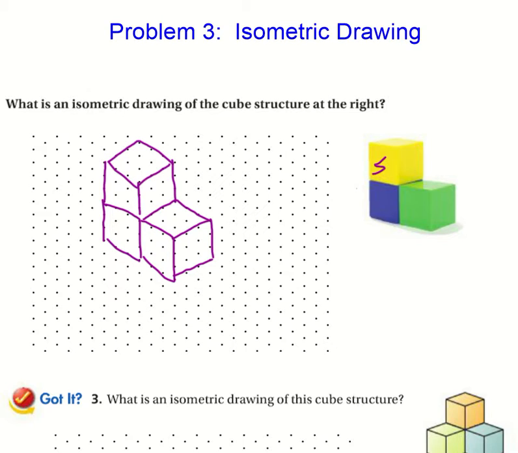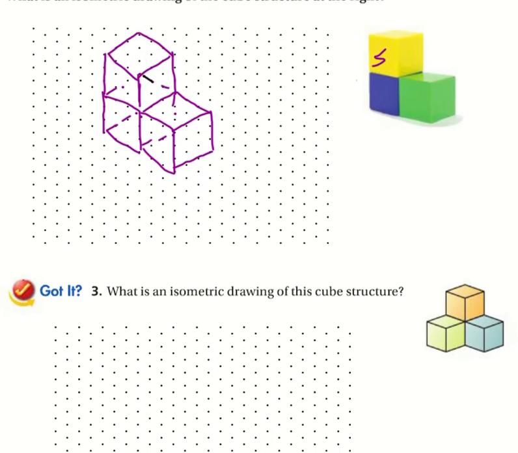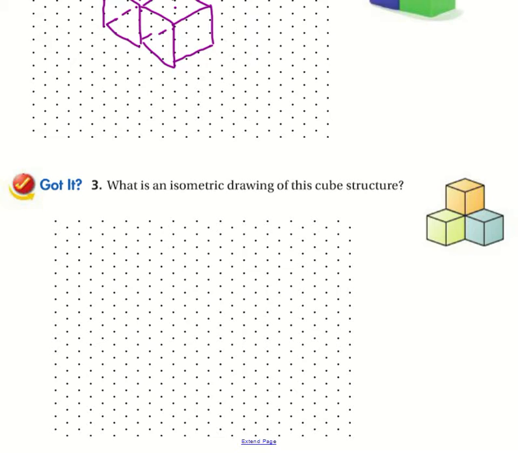And there we have our isometric drawing. If we wanted to, we could draw the dashed lines in. So we'd have a dashed line through here. We'd have a dashed line through here that would connect up to there. We'd have another dashed line through here that would connect over down. And so we can see the isometric drawing. And so now we have this cube structure here.